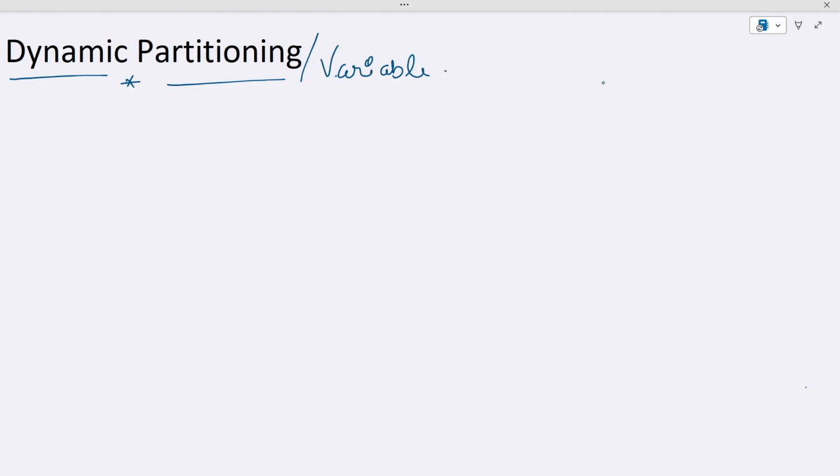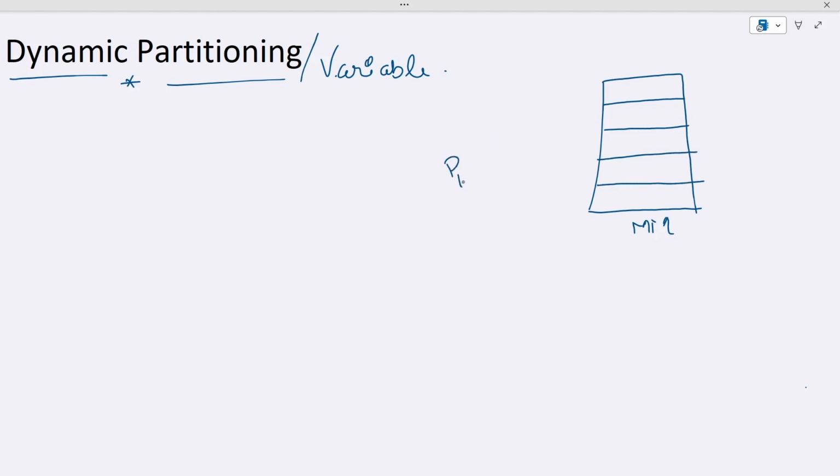Because here the space allocated to the processes in main memory is variable. Let's say that P1 needs 50 MB of space. So in dynamic partitioning, main memory allocates a 50 MB block to the P1 process. That's how we say dynamic partitioning: the process needs that much. If a process needs 50 MB, 50 MB is allocated. Whatever memory is needed for that particular process, that memory is allocated to that process. That's why it's called dynamic partitioning.